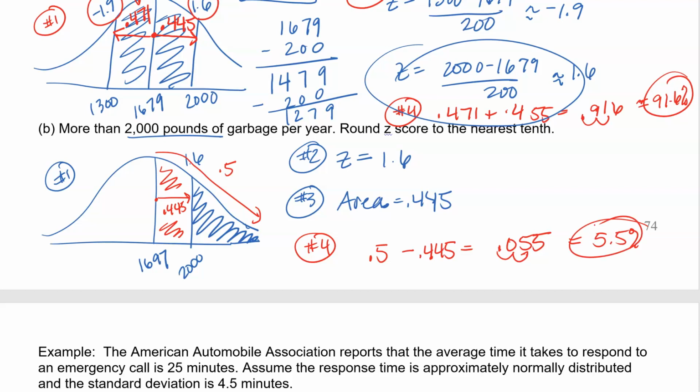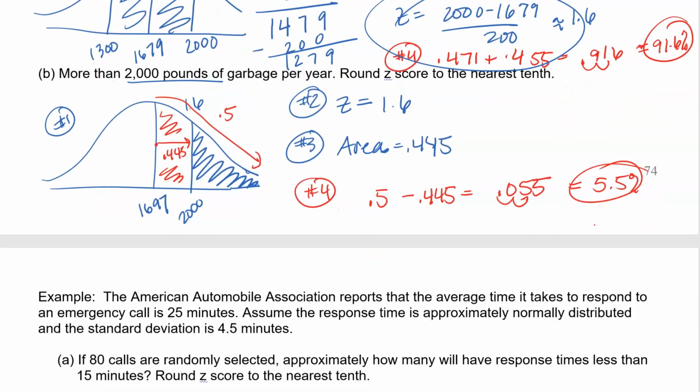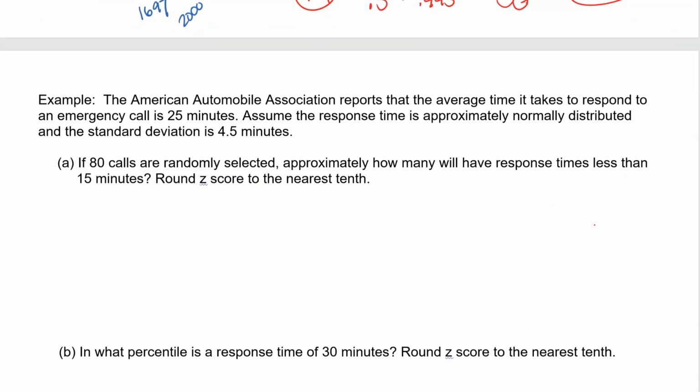So this is how we can use these Z-scores and areas under the curve to actually answer questions that apply to real life. So pretty interesting. All right, so let's look at this next example. So we've got the American Automobile Association. It reports the average time it takes to respond to an emergency call is 25 minutes.